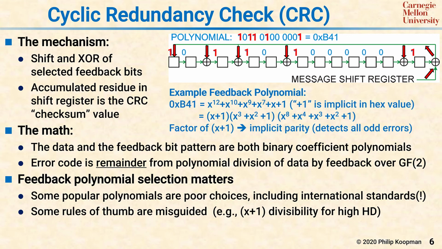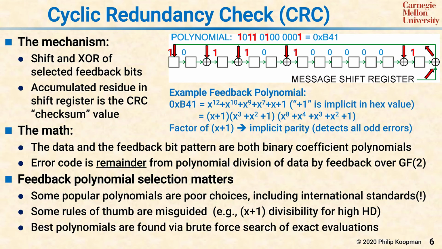Despite many years of mathematical approaches trying to derive good polynomials, for Hamming distances higher than 4, the most effective way to find a good polynomial is brute force search of trying all the polynomials to see which one does best.